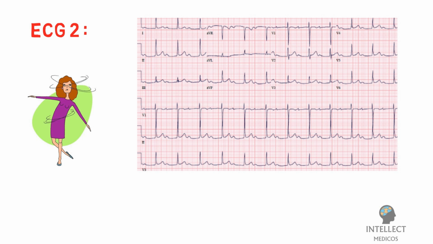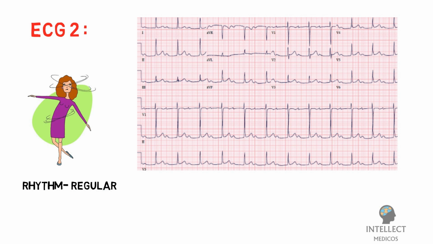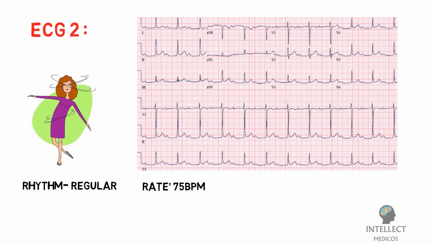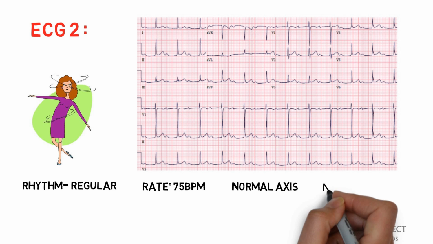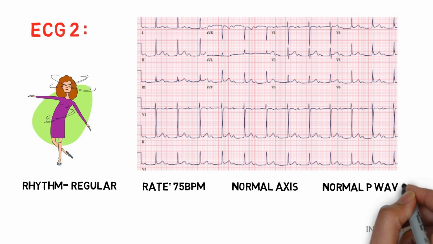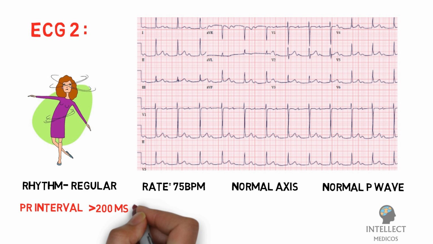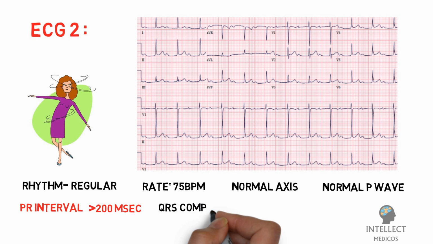Let's interpret it together now. Rhythm is regular, rate is 300 divided by 4, that is 75 beats per minute. Normal axis, as both lead 1 and AVF are in the same direction. Normal size and shape of P wave, PR interval more than 200 milliseconds or more than 0.2 seconds. That means it is prolonged and it is fixed.